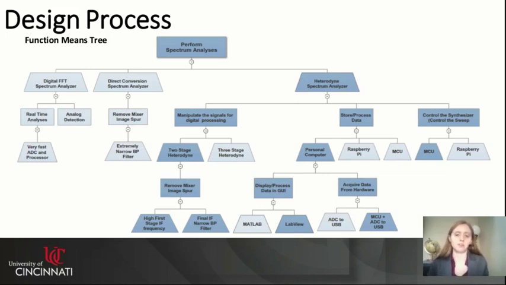The design process for all of these trees follows the same steps. We have a function that we want to perform. We identify multiple means for performing said function, and then eventually we choose one of those means and continue down the tree, researching different functionality and then selecting new means. The dark blue shows the functions and means that we eventually chose.